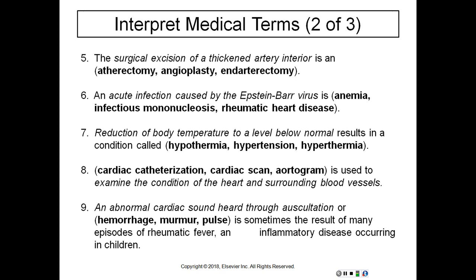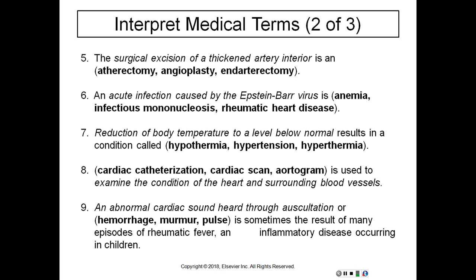Number 6, an acute infection caused by the Epstein-Barr virus is what? And that's going to be the infectious mononucleosis. Remember the mono or the kissing disease. Number 7, reduction of body temperature to a low below normal result in a condition is called what? So which of the prefixes mean below? And hopefully you're choosing the first one for hypothermia. And then thermia is your temperature. Let's see, number 8, blank is used to examine the condition of the heart and surrounding blood vessels. Again, just looking at your options, that's going to be the first one, cardiac catheterization.